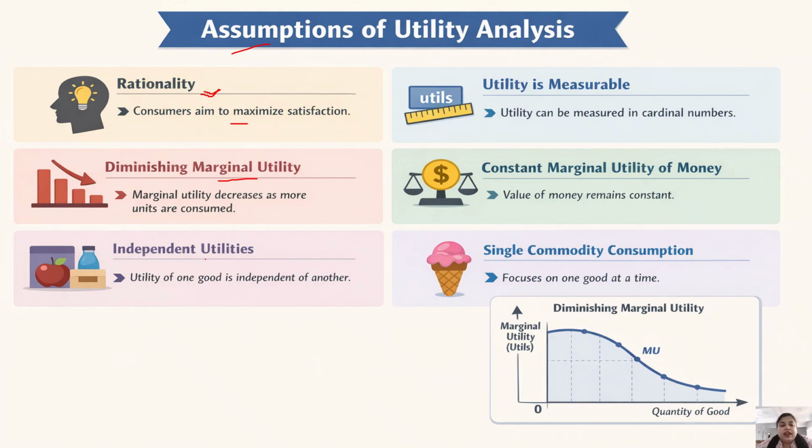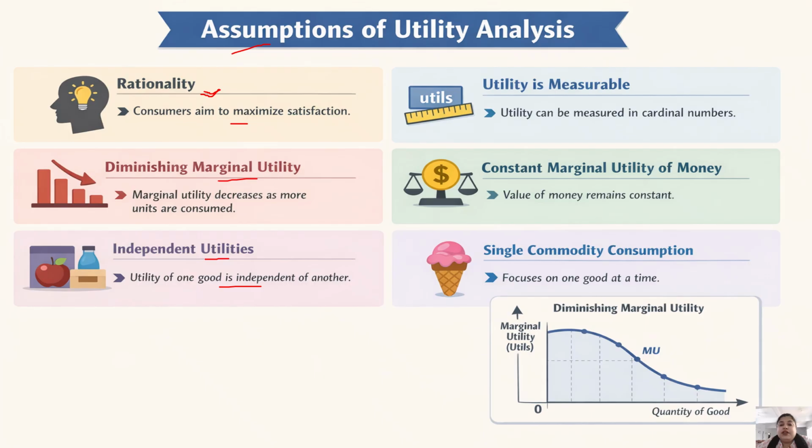The next one is independent utility. We can say that the utility of one good is independent of another. As we know, there are two goods, for example, apple and milk. Apple and milk are two different goods, and they have two different, independent utilities.